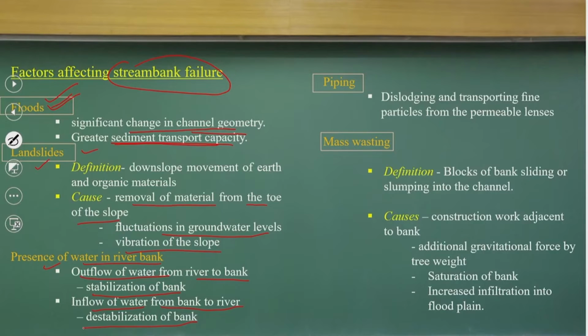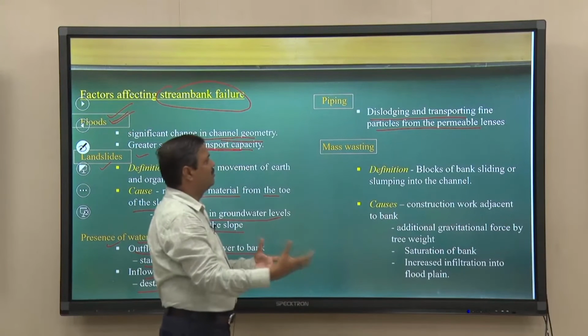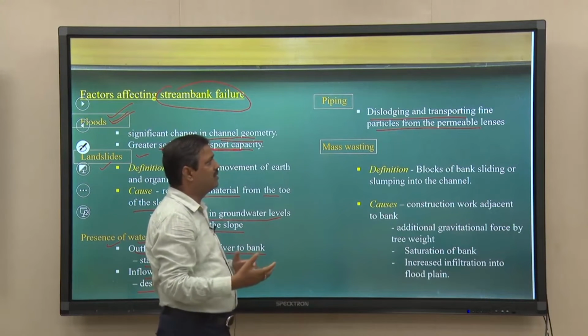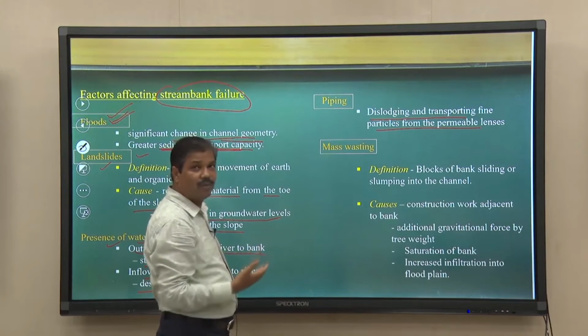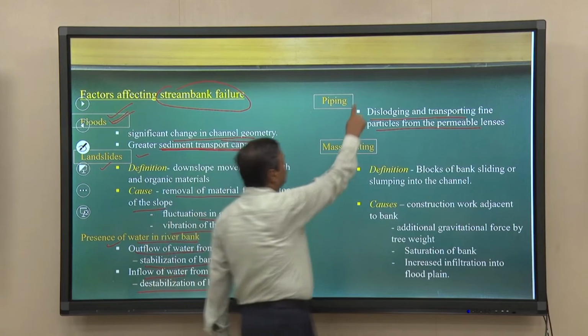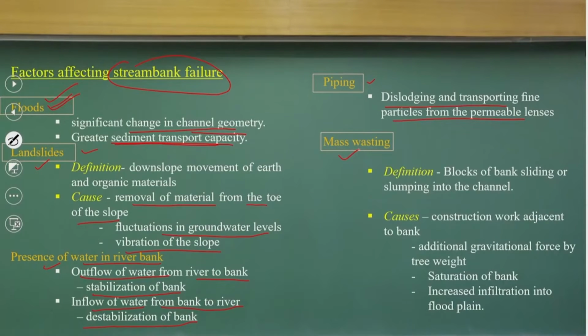And if you have a stratified bank, there will be a piping process, where you remove the particles, or dislodge and transport the fine particles from the permeable lens. That is the piping process. Then you will have mass wasting, that means a block of the bank sliding into the river. You also look at the additional structure, the saturation process, infiltration.